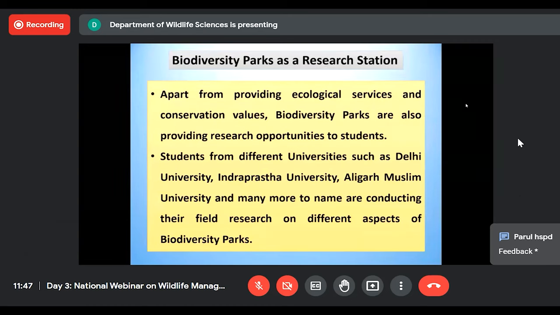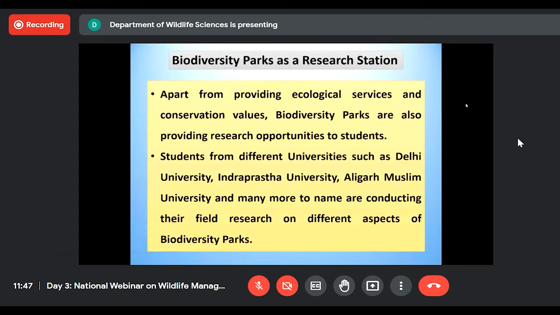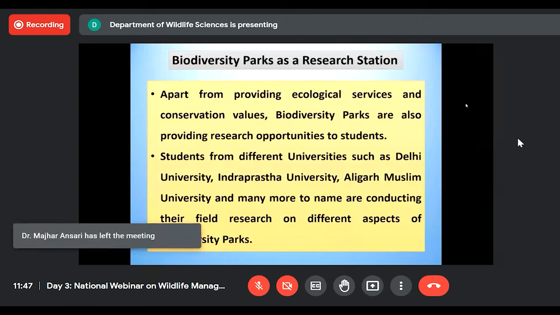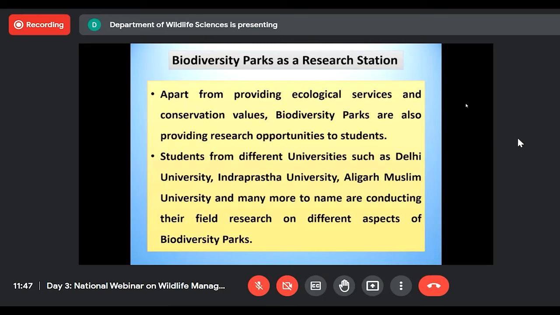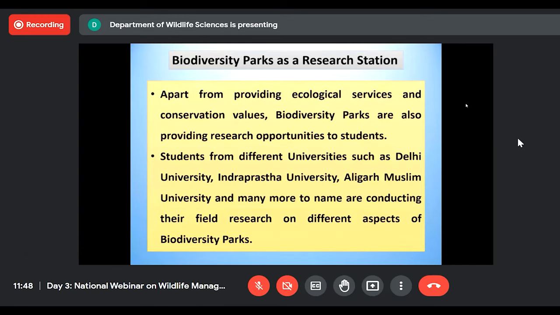And yes, the biodiversity park is a research station. Apart from providing ecological services and conservation values, biodiversity parks also provide research opportunities to students. Students from different universities such as DU, Indraprastha or AMU, and many more, are conducting their field research on different aspects of the biodiversity park. They are doing short-term projects, MSc dissertation work, and some schools do small projects. Media fellows also come to make movies on environment and wildlife. So the biodiversity parks are being utilized as a living museum.